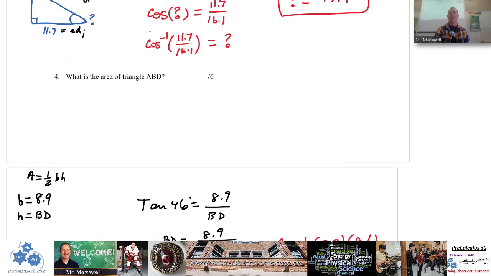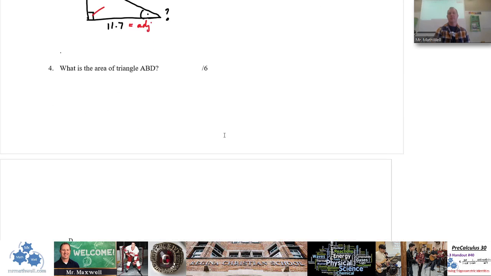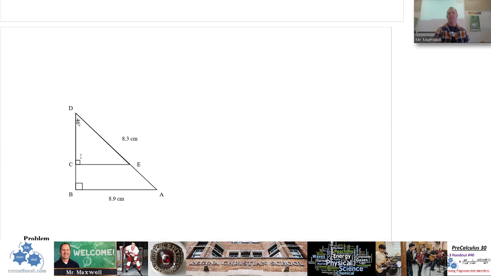All right, number 4. Number 4 says, what is the area of triangle ABD? Right here. Now they give you a little bit more information than you need here in this question. So what you need to understand is that this is the base, right, down here. And because this is a 90 degree, this is the height. That's the height. So if I look at this larger triangle like this, I have an angle and I have the opposite side length. There's the angle. There's the opposite. I need to find the adjacent.